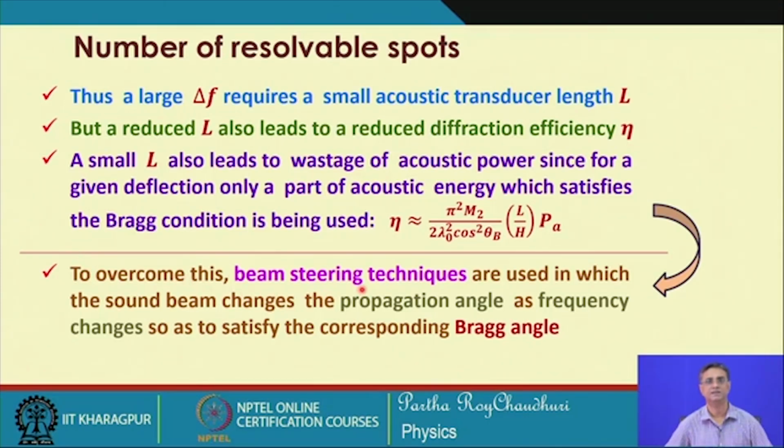Now, to overcome this, there are various techniques. One very useful practical technique used by the designers is the beam steering technique, which is used as the sound beam changes its propagation angle as the frequency changes. So, the technique is that the beam propagation angle changes as you change the frequency of the acoustic wave. For different frequencies, in a continuous way, you have different acoustic beam propagation angles, which can be electronically designed. This is what is called the beam steering technique.